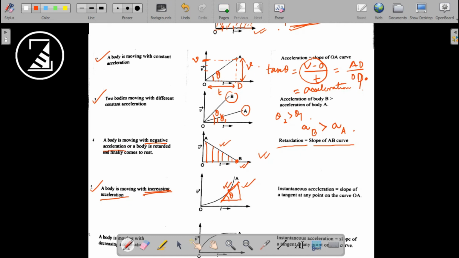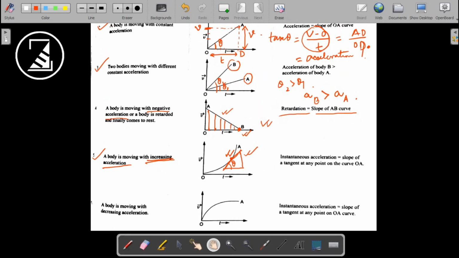Okay. Now come to the last situation. A body is moving with decreasing acceleration. Just here acceleration is negative, so there will be a curve like this, VT curve like this. Okay. Here also, if we want to find out instantaneous acceleration, then slope of a tangent drawn at any point on this curve will give us instantaneous acceleration at that point. Okay.